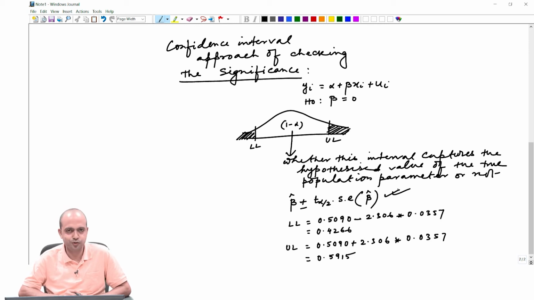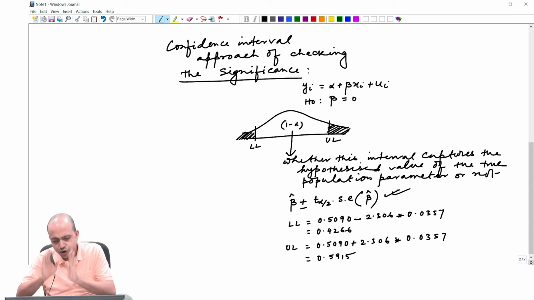Stata will not give you that. Stata will give you only one single interval, that is called the 95% confidence interval. And calculating a 99% or 90% confidence interval is very easy. Instead of 2.306, you have to specify the t value at 1% and 10%. That is all.